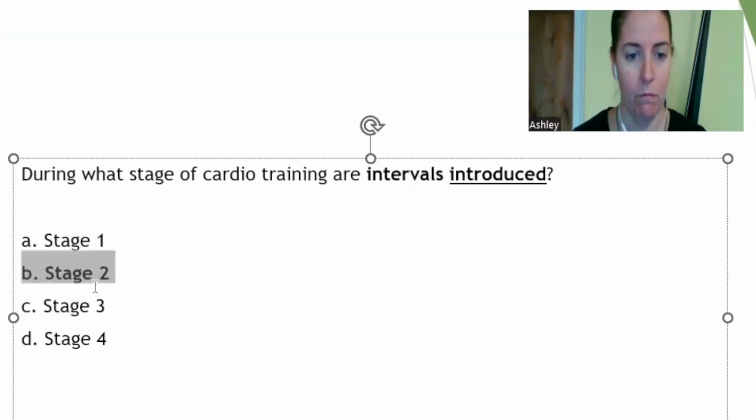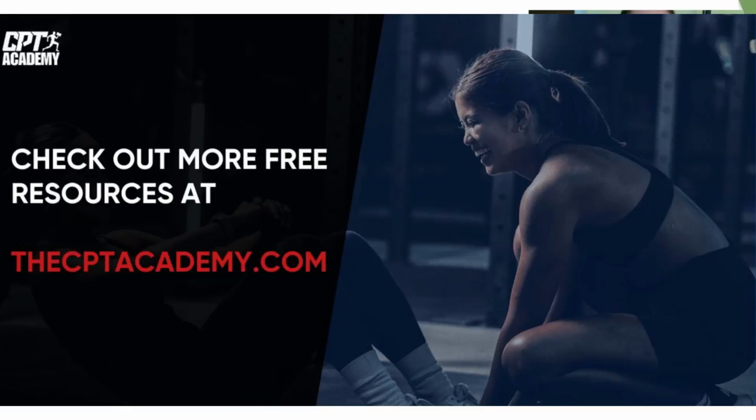Okay, what is the proper order to structuring tempo?